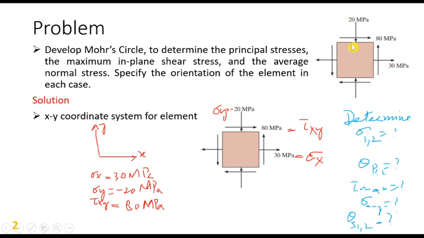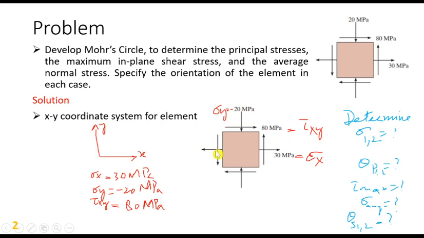So the stresses on the element are shown in the figure. If we take this as x-axis and this as y-axis, first of all we will develop the xy coordinate system for the element, and we have drawn it here. Then this 30 will be sigma x, this 20 will be minus, because it is compressive, sigma y equal to minus 20 megapascal, and tau xy is equal to 80 megapascal. So we have extracted the values from this figure.